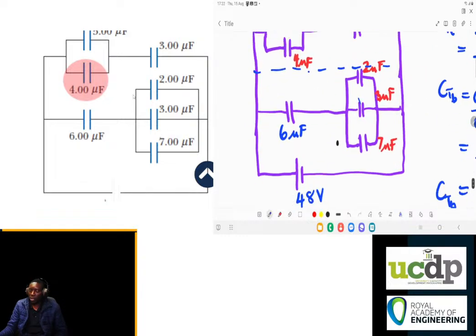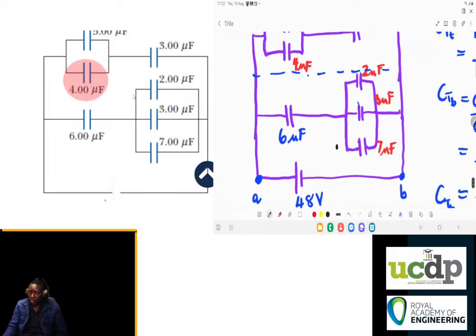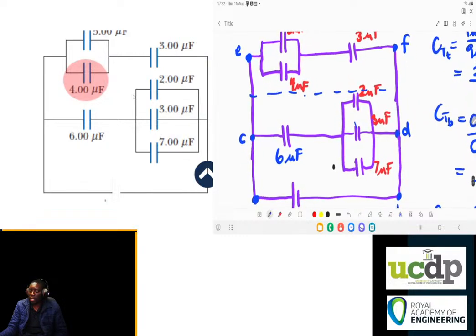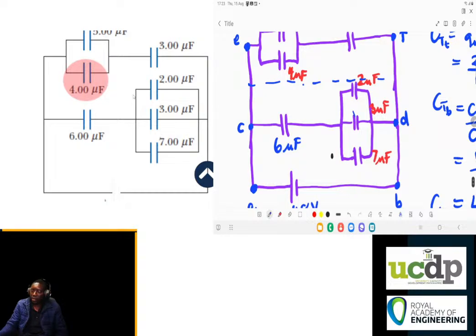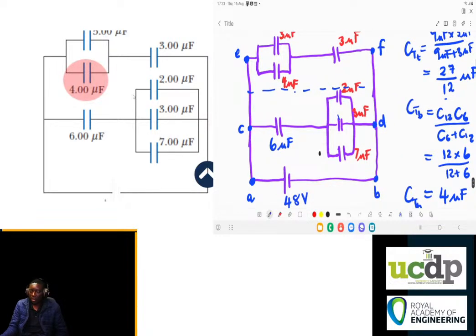Okay, so what we know, we have 48 volts. The 48 volts is across that point. We can call it AB. It is the same voltage across C and D. It is the same voltage across E and F. Do we agree? The voltage across A, B, C, and D is the same. Yes, sir. Good.